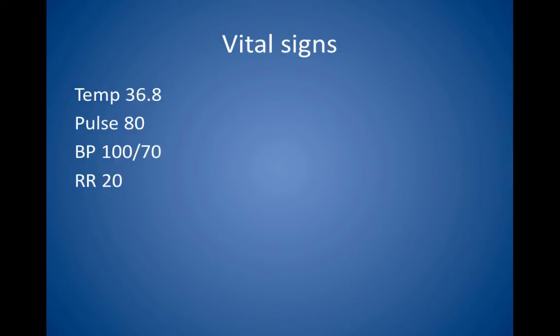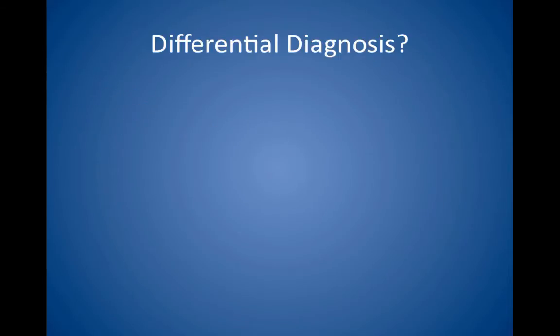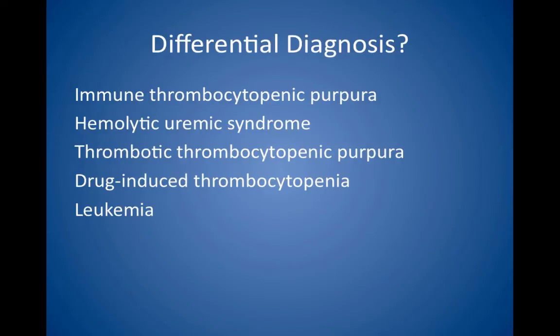Vital signs. Temperature is 36.8 degrees Celsius, pulse is 80, blood pressure 100/70, and respiratory rate is 20. Additional history. There's no other medical history, and vaccinations are up to date. What is a differential diagnosis? The differential diagnosis includes immune thrombocytopenic purpura, or ITP, hemolytic uremic syndrome, or HUS, thrombotic thrombocytopenic purpura, or TTP, drug-induced thrombocytopenia, and leukemia.